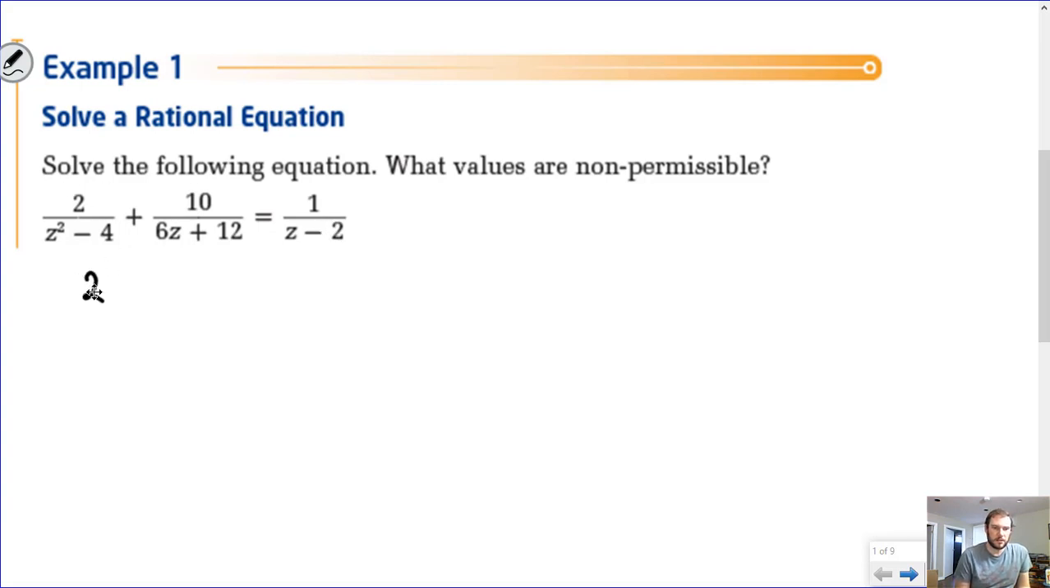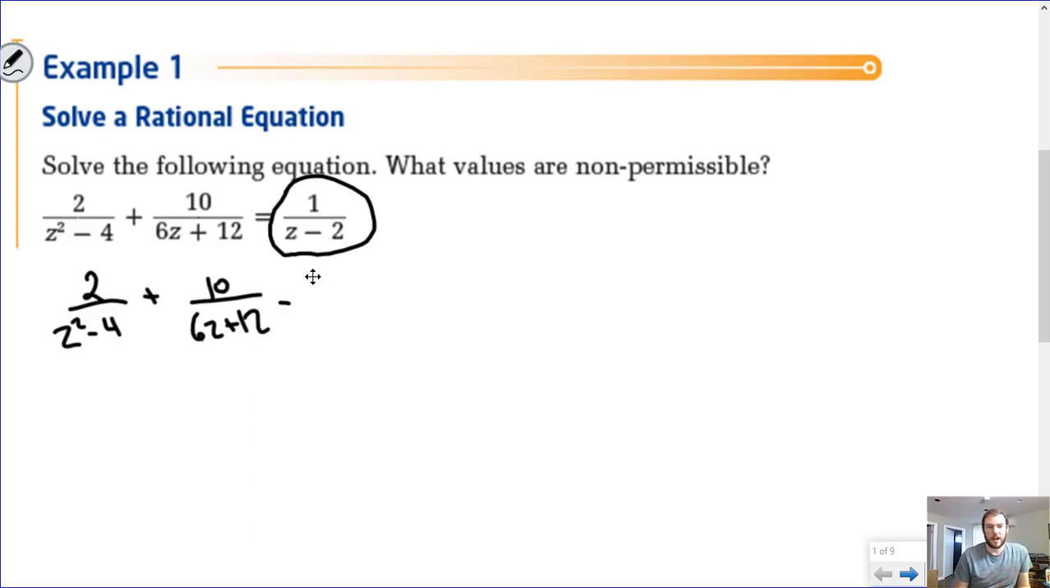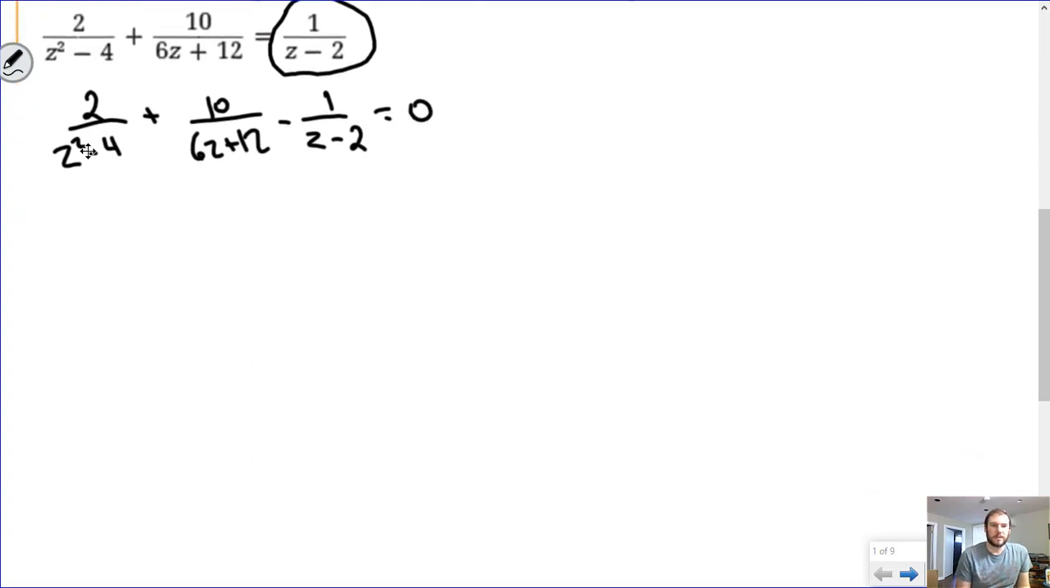So we're going to take 2 over z squared minus 4 plus 10 over 6z plus 12. Now, to move this over, this whole fraction is just one term. It's not the individual pieces of the term that we're moving, it's this whole fraction. To move something from one side to the other, we take its negative. So we're going to subtract 1 over z minus 2, and that will be equal to 0.